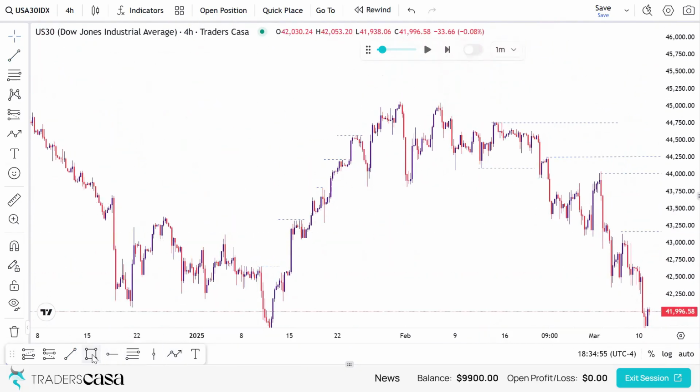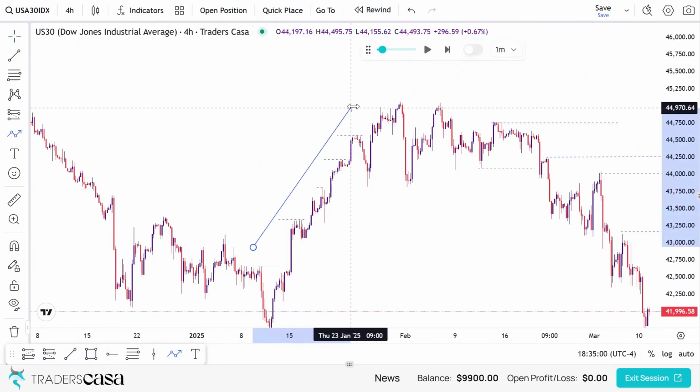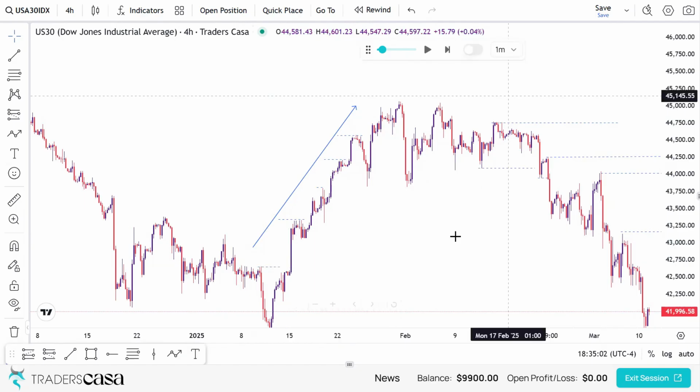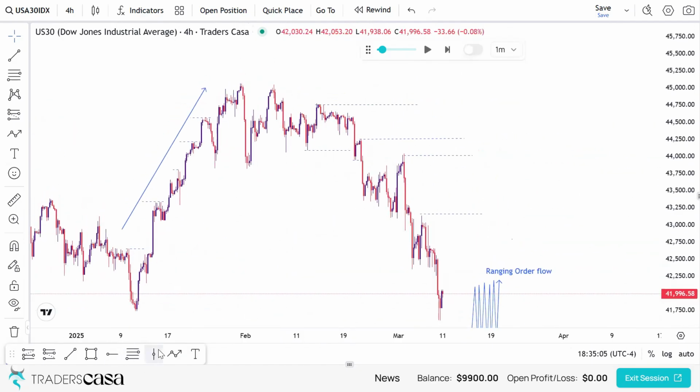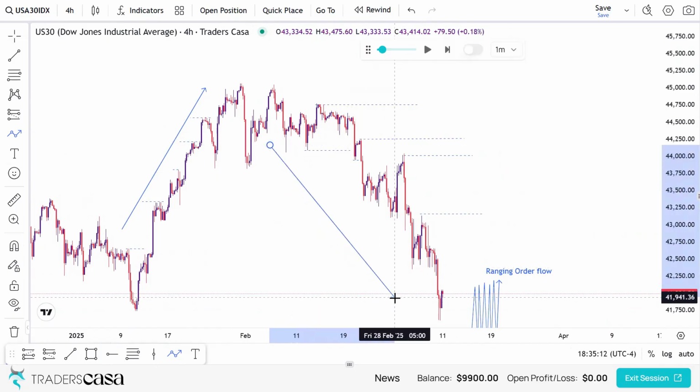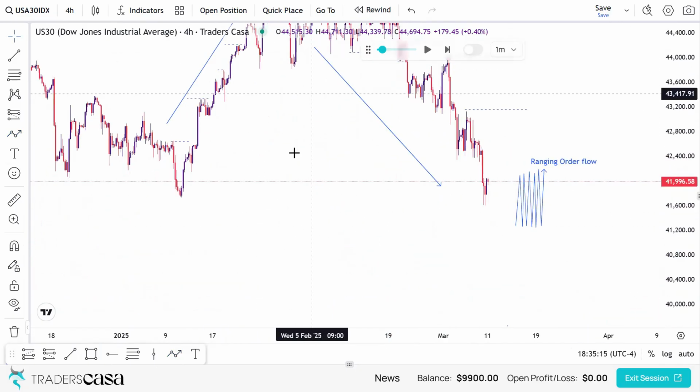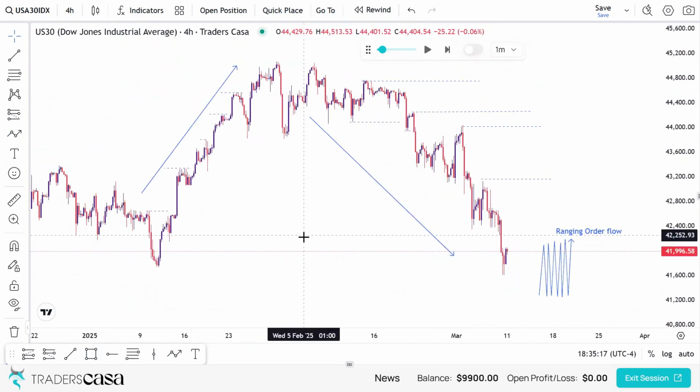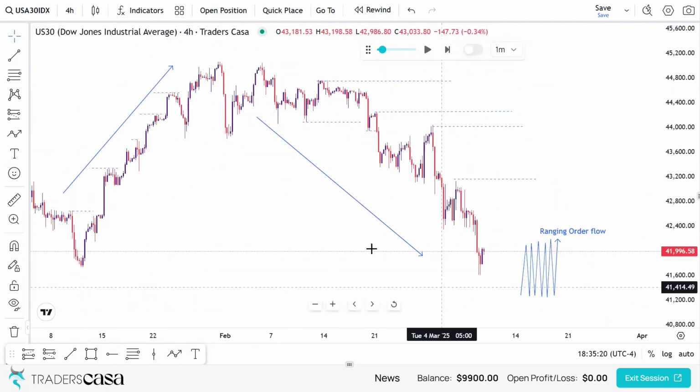From this direction, you can see we had a bullish order flow here, and we had a bearish order flow here. So the question now is, how do you know when the market is going to switch from a bullish order flow to a bearish order flow?